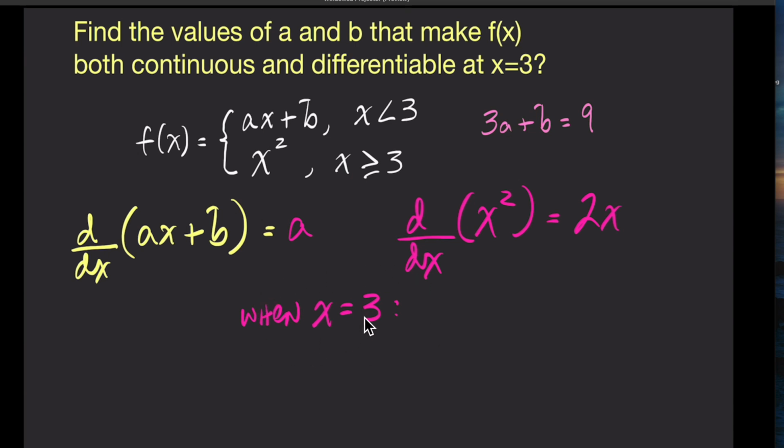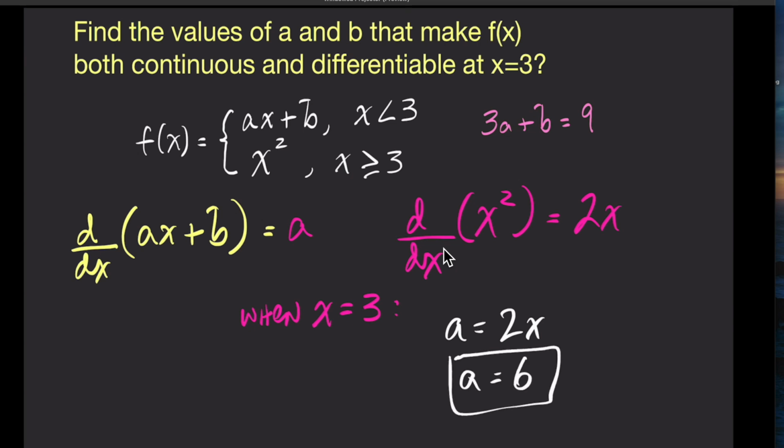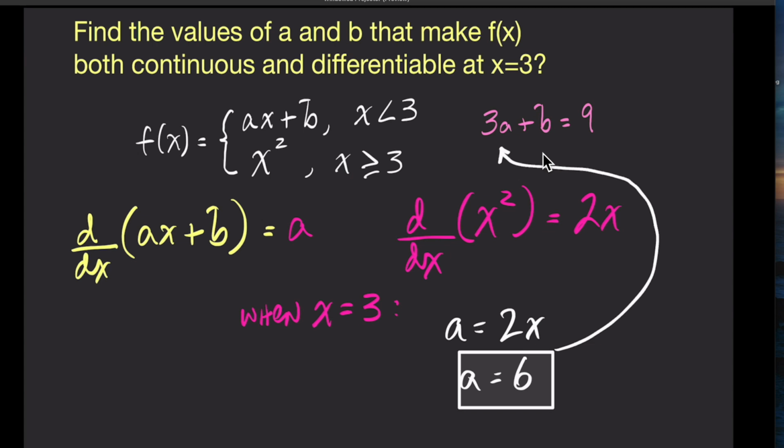That allows us to plug in x equals 3 here, and if we have a equals 2x, and we plug in x equals 3, we know that a equals 6. If a equals 6, we can get b. So we're going to go ahead and just substitute here. So we're going to get 3 times 6 is 18. 18 plus b equals 9. Therefore, the b value equals negative 9.